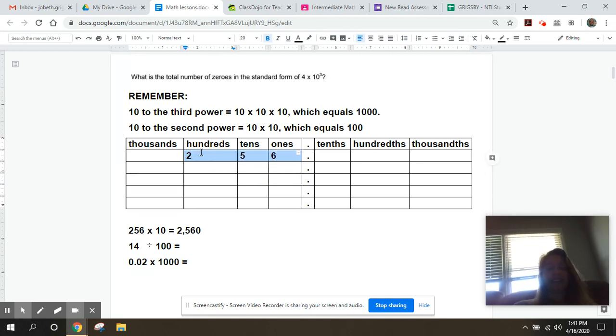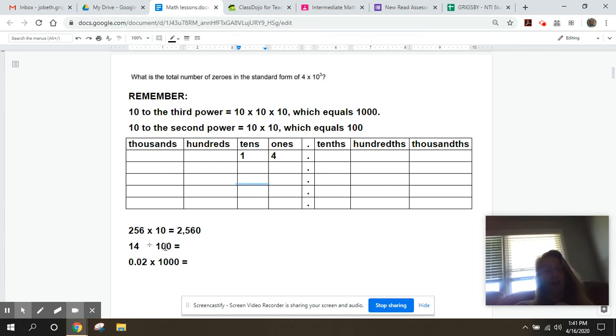The next one says 14 divided by 100. So that is 14 divided by 2 powers of 10. Now I'm dividing by a number greater than 1, so my answer is going to become less. So we're going to shift these digits 2 powers of 10, 100, 2 place values. So this 1 is going to shift 1, 2, and this 4 would move 1, 2 here. Now remember, your decimal is not a place value. That was just a column to hold the place value spot. So we end up with 14 hundredths.